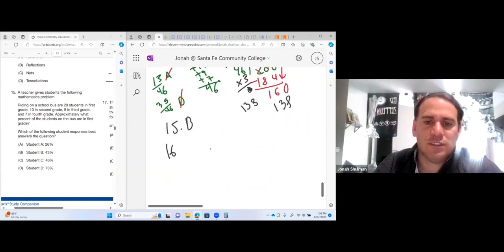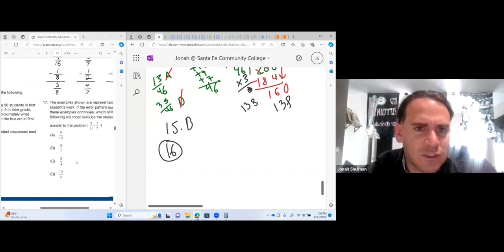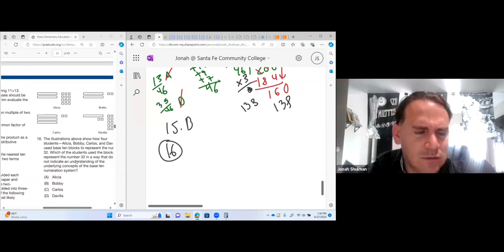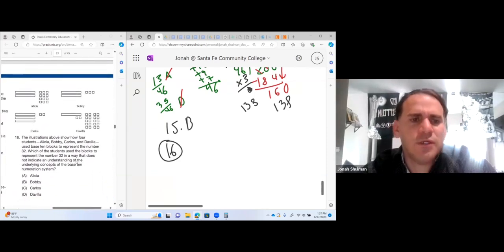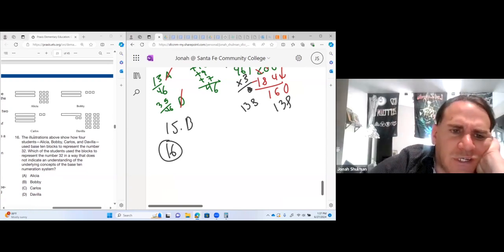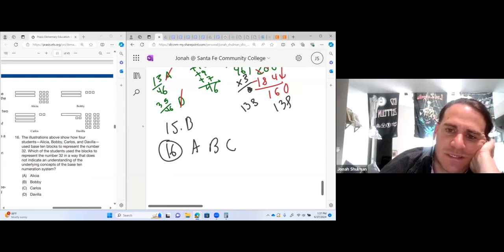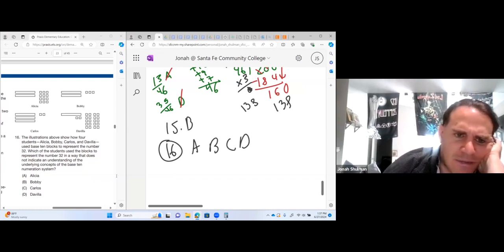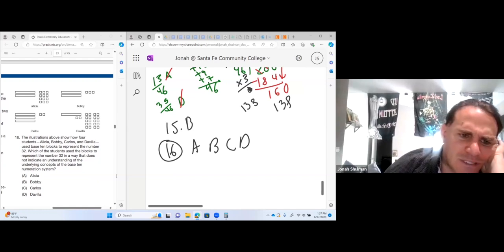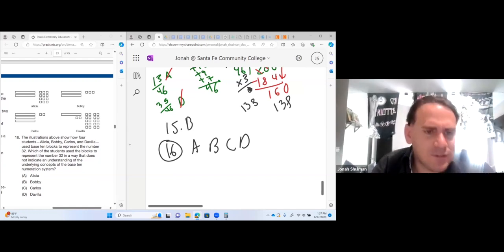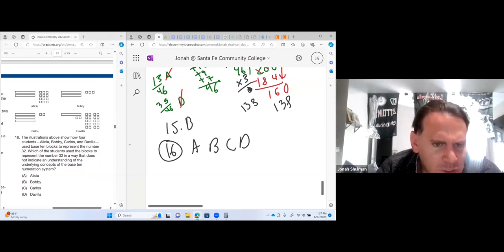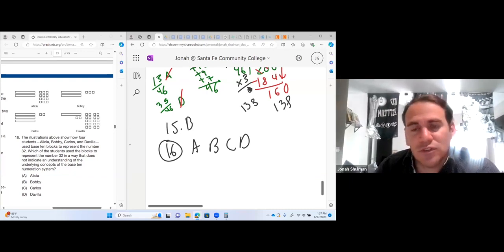So let's look at 16. We should be close to being finished. All right, 2 left. Okay, this one looks weird. The illustration above shows 4 students, Alicia, Bobby, Carlos, and Davila. All right, that's nice. A, B, C, and D. Use the blocks to represent the number 32, in a way that does not indicate understanding. Okay, so base 10. So these are using number cubes.